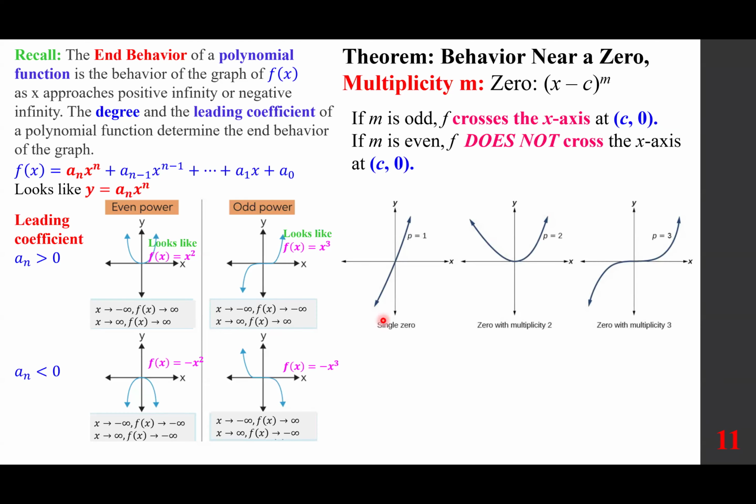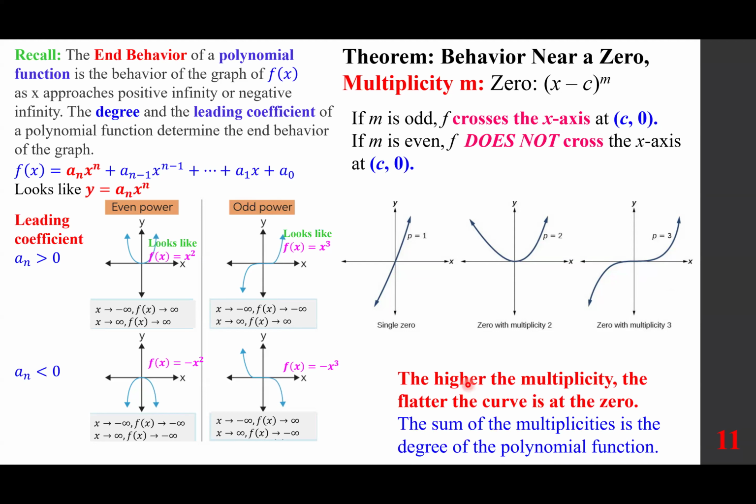So in this case, as you can see, we have the multiplicity that is odd here, even here. The higher the multiplicity, the flatter the curve is at the zero. The sum of the multiplicities is the degree of the polynomial function. See, in both cases they cross, but this is flatter because this number is larger. Nevertheless, even means it can't cross.